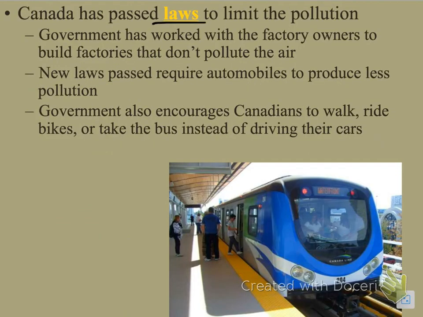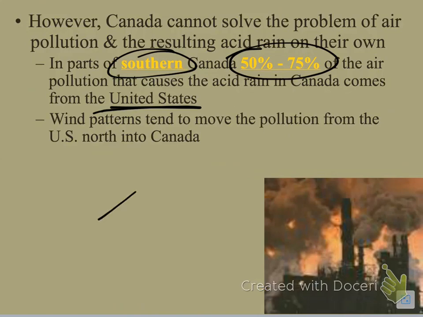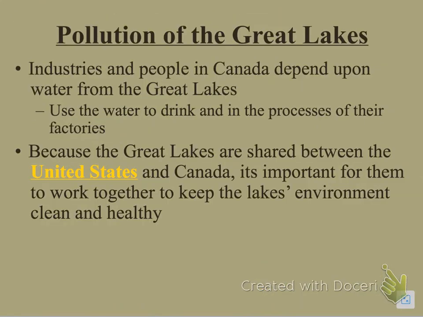Canada has passed laws to limit the pollution. Governments worked with factory owners to build factories that don't pollute the air. And government also encourages Canadians to walk, ride bikes, or take the bus instead of driving their cars. But Canada can't solve the problem of air pollution and resulting acid rain on their own. In parts of southern Canada, there's your answer again, 50% to 75% of the air pollution that causes the acid rain in Canada actually comes from us, from the United States. Wind patterns tend to move the pollution from the U.S. north into Canada.